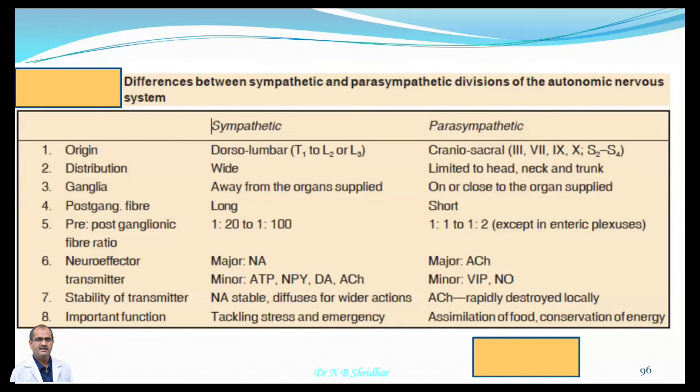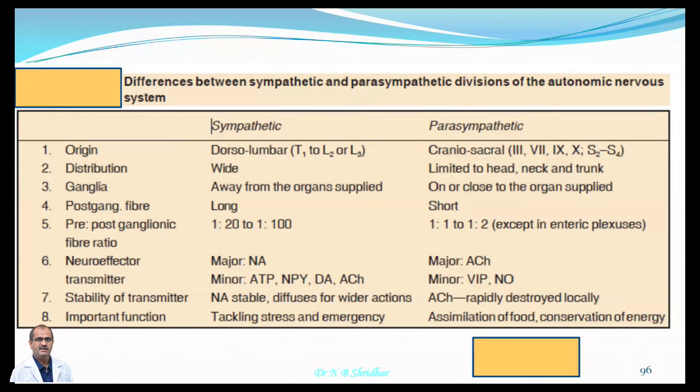So here, once again, the difference between sympathetic and parasympathetic. As usual we have discussed it, but as this is a frequently occurring question, we can learn it more and more times. Origin is the dorsolumbar or thoracolumbar. The sympathetic nerves originate from the thoracic and lumbar divisions, whereas the parasympathetic nerves are a craniosacral outflow. Distribution is wide, especially in the sympathetic nervous system. The parasympathetic nervous system is limited to the head, neck and trunk, especially three regions.